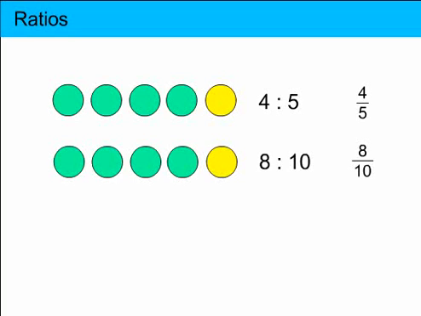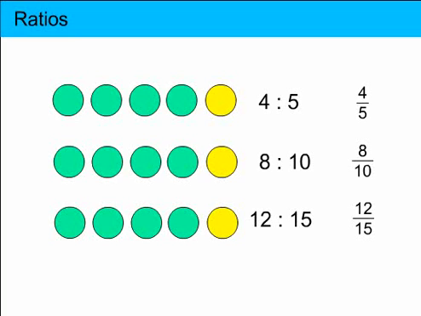Now can you think of another equivalent ratio? Well, here's one. This would be expressed as 12 to 15. There's 15 circles altogether. 12 of them are green. 12 to 15, expressed as a fraction, 12/15. Or you can even read that as 12 to 15 if it's in fraction form.